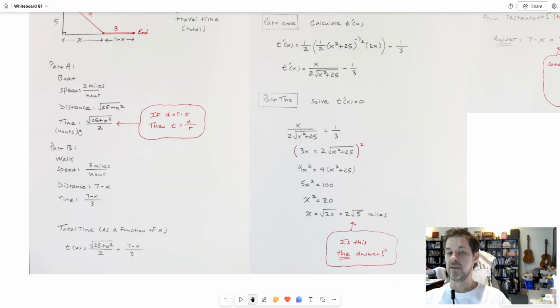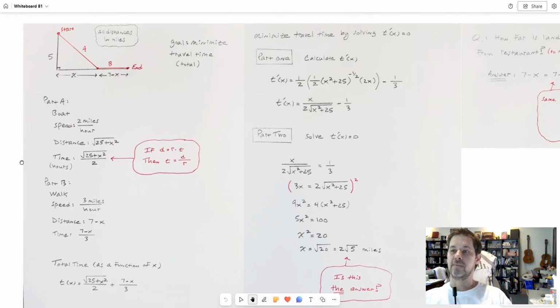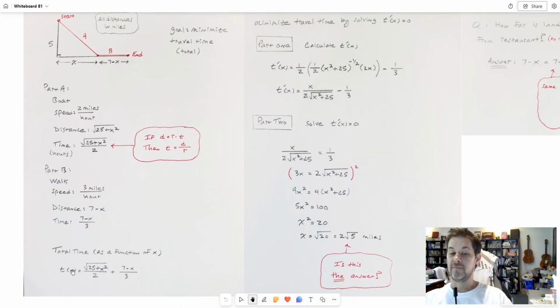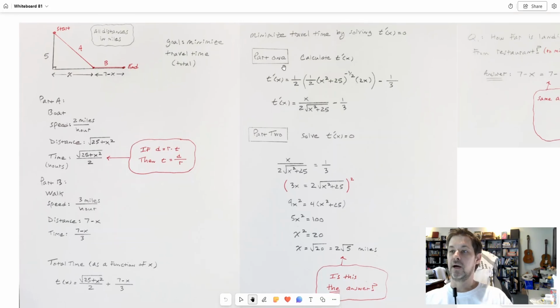And that would just be this number, root 25 plus x squared over 2, plus this one, 7 minus x over 3. Okay. All right. Now, my goal is to minimize the total travel time. And I have a function that measures the total travel time. So I can find the minimum on that function by finding the derivative and setting it equal to 0.